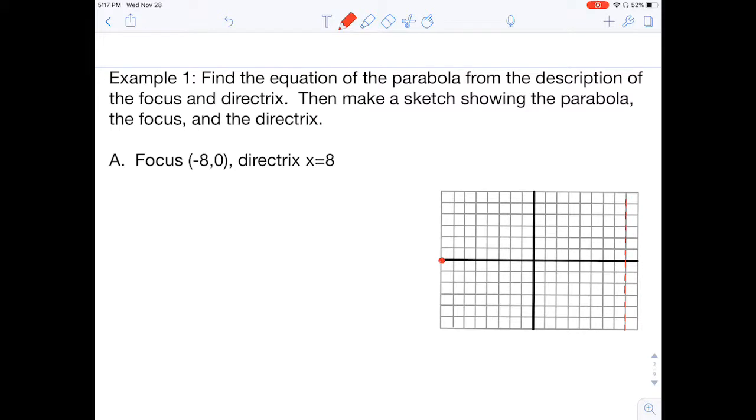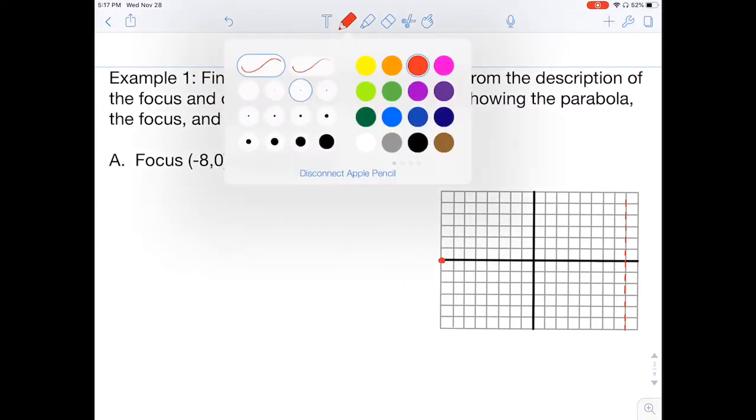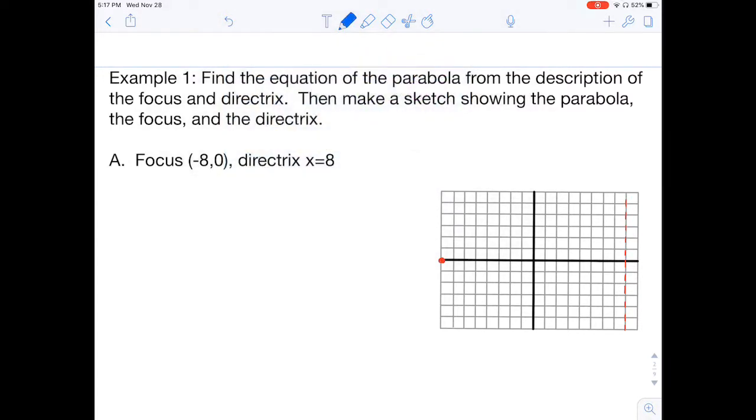Now, I'm then going to plot my vertex. There are 2 ways of doing this. One is they tell us the vertex is at the origin, but even if we did not know that, the vertex is right in the middle between the focus and the directrix. So in other words, the vertex is going to be right there at the origin, 0, 0.